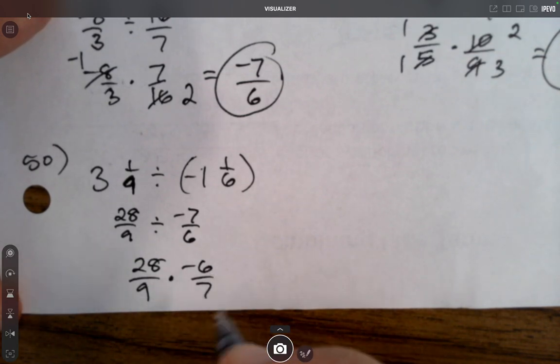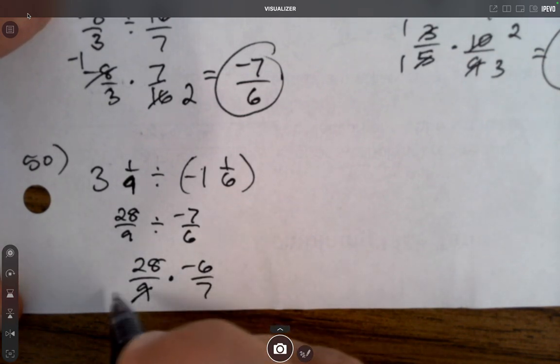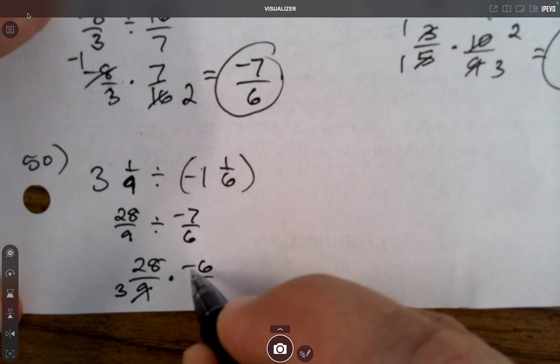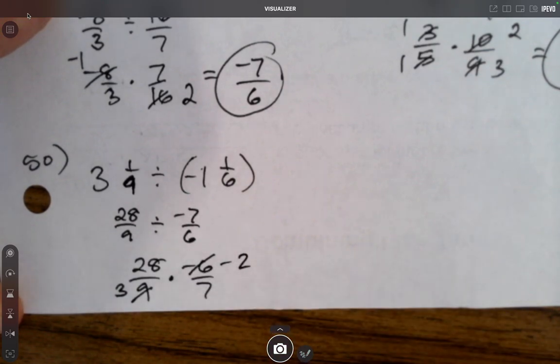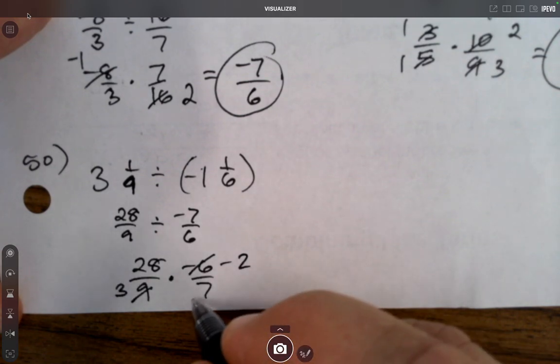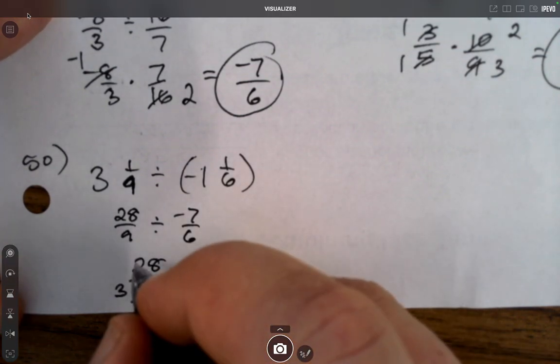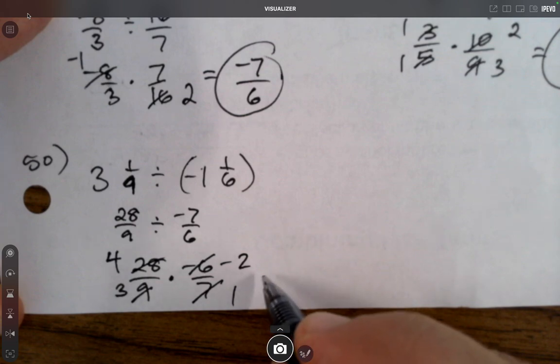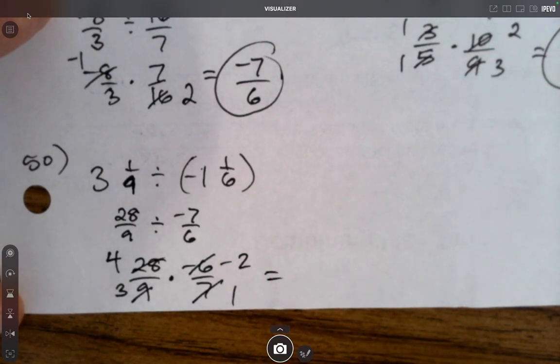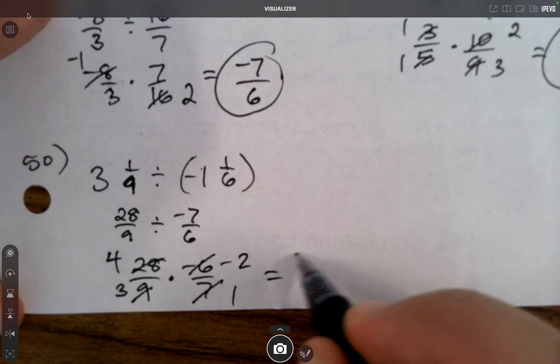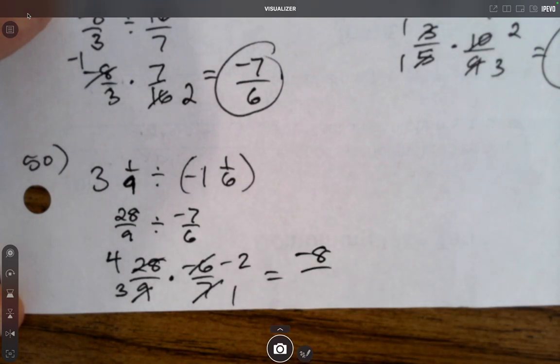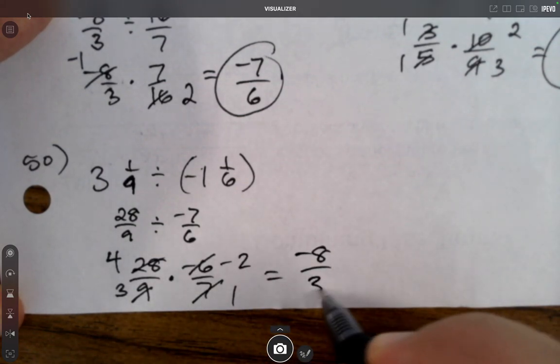9 and 6 are divisible by 3, so 9 divided by 3 is 3. Negative 6 divided by 3 is negative 2. 7 and 28 are both divisible by 7. 7 divided by 7 is 1. 28 divided by 7 is 4. 4 times negative 2 is negative 8. 3 times 1 is 3.